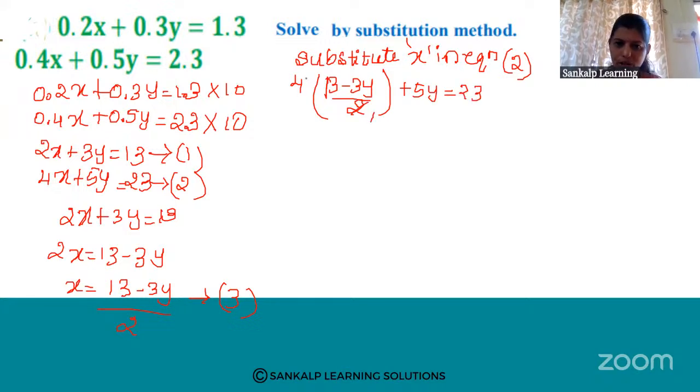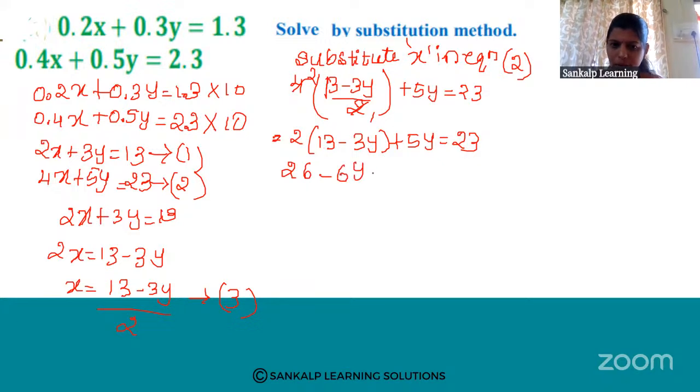Now, 2 ones are 2, 2 twos are 4. So, what will I get? 2 into 13 minus 3y plus 5y is equal to 23. So, 2 into 13 is 26. 2 into 3y, that is 6y, plus 5y is equal to 23. Now, 26, here minus 6y is there, here plus 5y is there. That means minus 6 plus 5 is minus y. So, minus y is equal to 23.